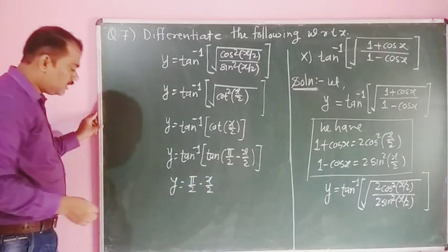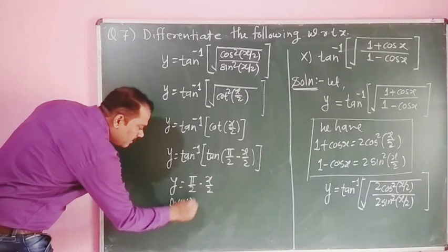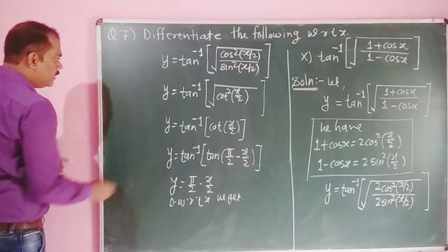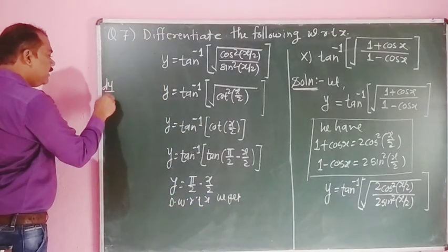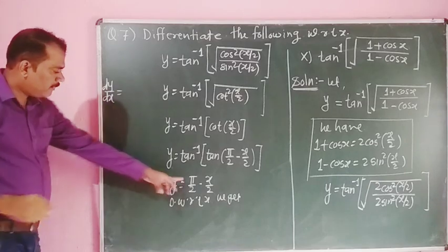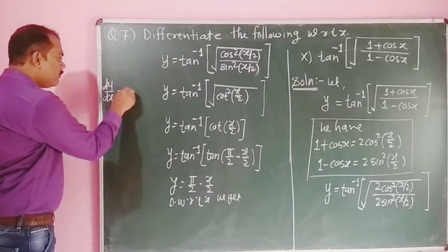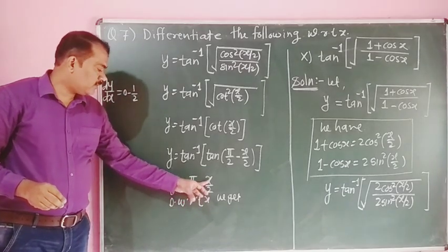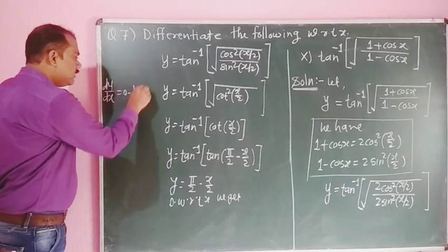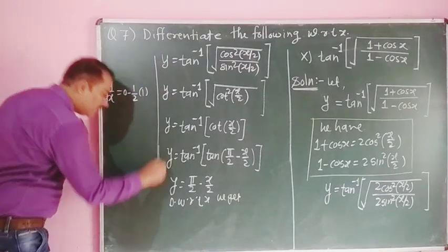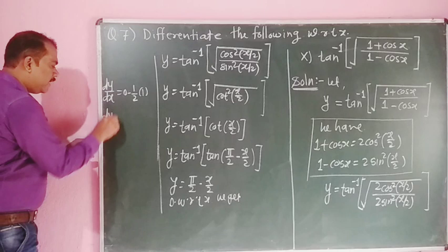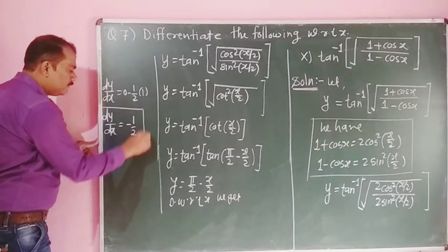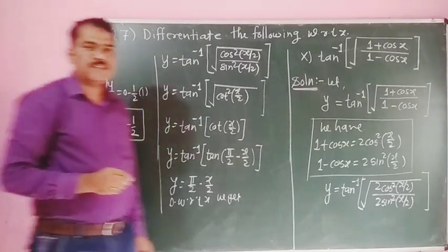If we differentiate with respect to x, we get dy by dx. Pi by 2 is a constant, its derivative is 0, minus 1 half. We take the 1 half outside, and the derivative of x with respect to x is 1. That is dy by dx is equal to minus 1 half, which is the required answer.